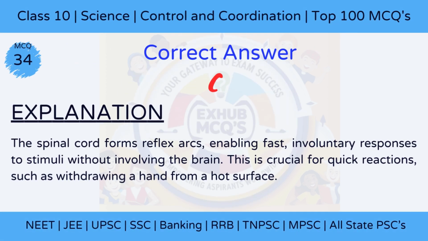The correct answer is option C, forms reflex arcs. Explanation: the spinal cord forms reflex arcs, enabling fast, involuntary responses to stimuli without involving the brain. This is crucial for quick reactions, such as withdrawing a hand from a hot surface.